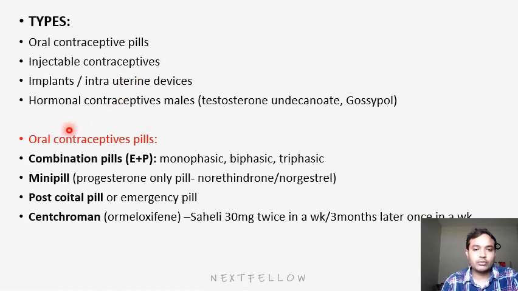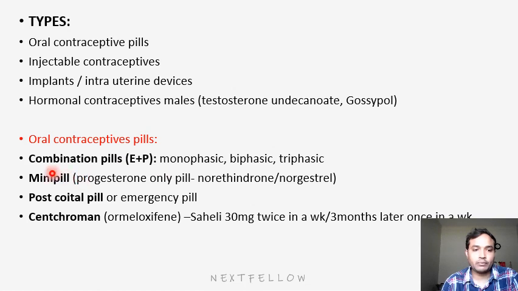In OC pills we'll have four types. First, combination pills. Here we'll have a combination of estrogen and progesterone pills. In this we'll have monophasic, biphasic and triphasic. We'll see what those are in the following slides.